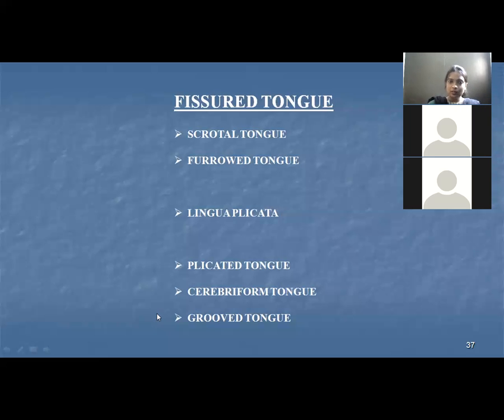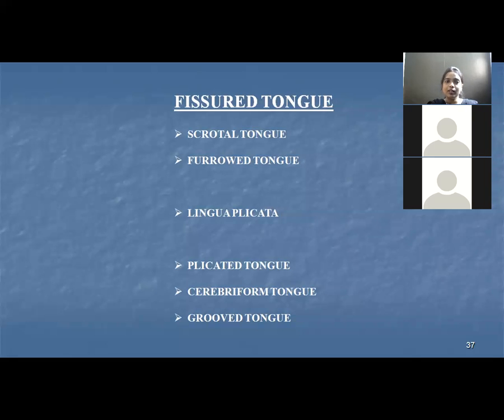So in the last lecture, we discussed the developmental disturbances of gingiva and the developmental disturbances of oral mucosa. Today we discuss the developmental disturbances of the tongue. In that, first is aglossia, meaning absence of the tongue. Microglossia means small tongue. Macroglossia means large tongue.